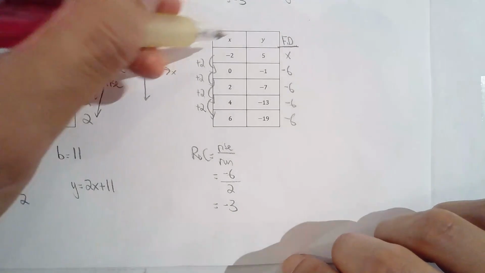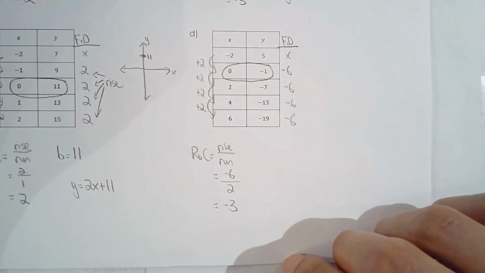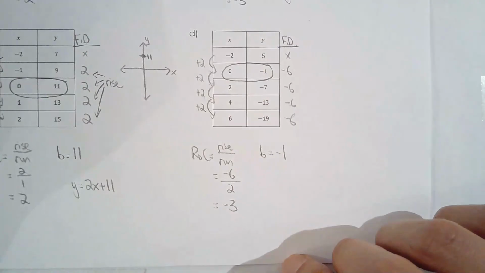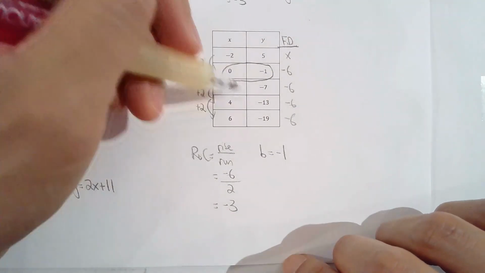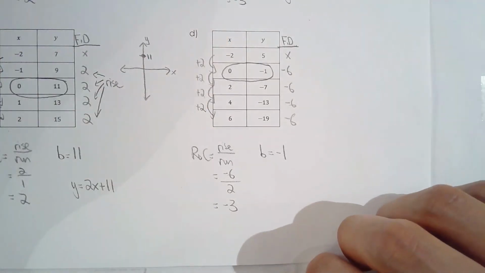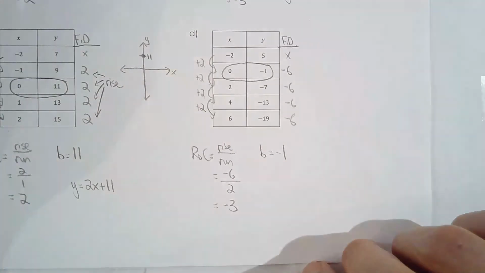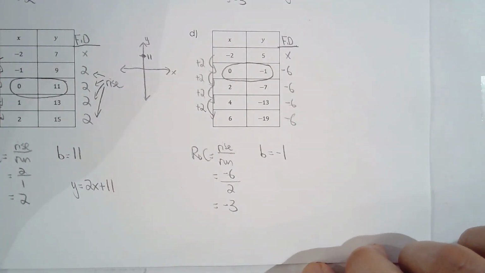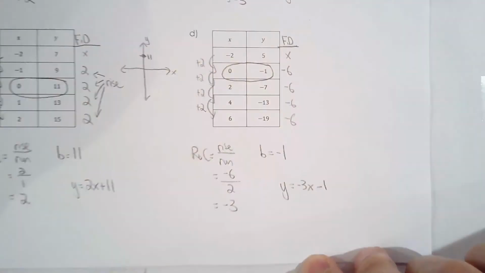And then of these 5 points, this is the point that is on the vertical axis, which means the vertical intercept is negative 1. And like I said, if you're having a hard time, what you can even do is just plot all 5 points, and you'll see that (0, -1) is our vertical intercept. So b must be equal to negative 1. So our equation is y equals -3x minus 1.